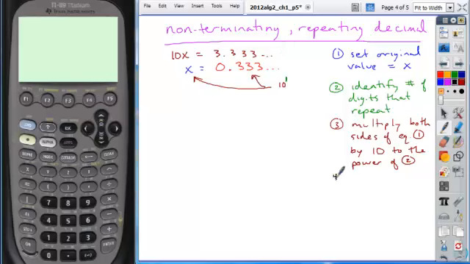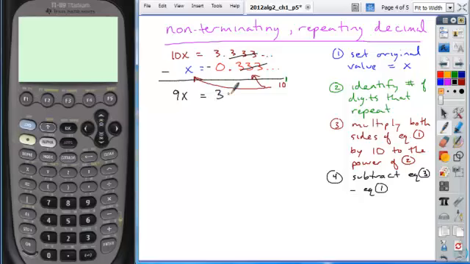Okay, once I do this, I'm now going to subtract the equation from this previous step, equation 3 minus the original equation. So I'm just going to take what I have right here and subtract it. So 10x minus 1x is 9x. And here, the whole idea of getting these repeating portions to line up means when I subtract 3.33 continuing minus 0.33 continuing, the continuing repetitive decimals are going to cancel completely. And I'm left with 3 minus 0, which is 3.